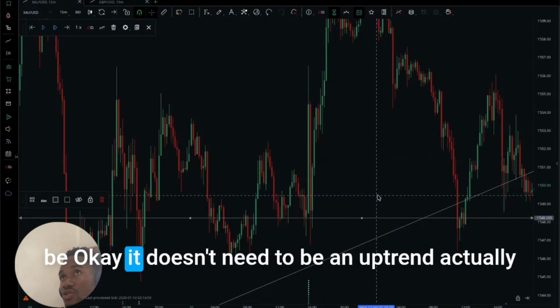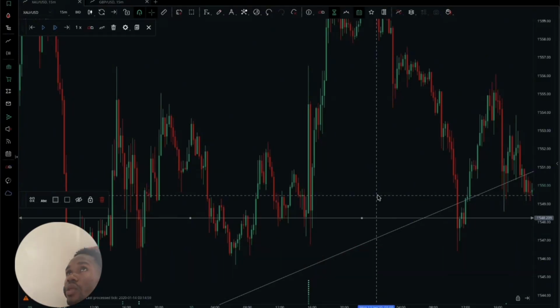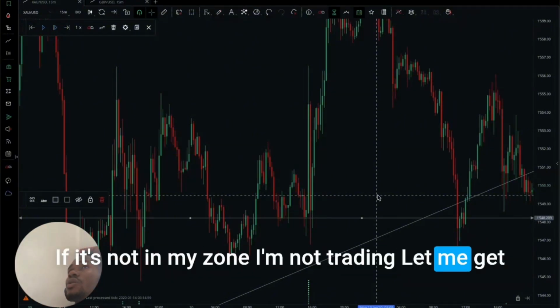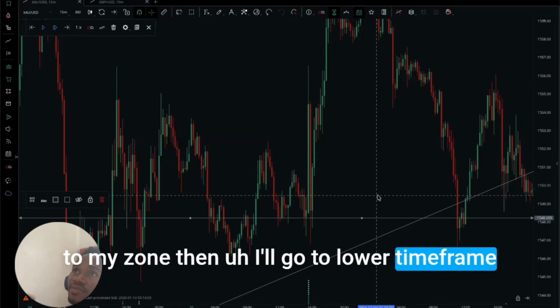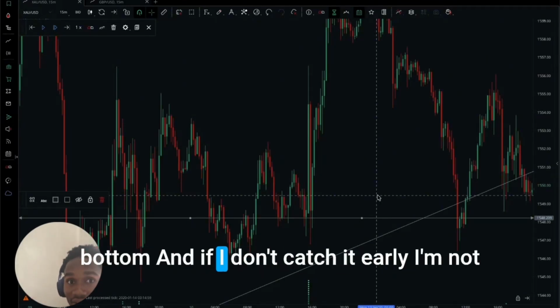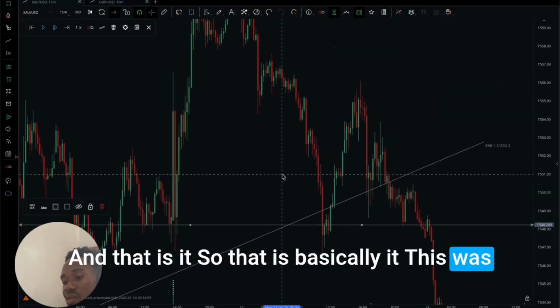My strategy is this: an uptrend. It needs to be an uptrend. Actually, it doesn't need to be an uptrend. There needs to be a clear trend in the market first. The second thing, I'll draw my trend. The market has to get to my zone. If it's not my zone, I'm not trading. When it gets to my zone, then I go to the lower time frame and look for a clear double top or double bottom. And if I don't catch it early, I'm not trading. So a lot of rules. We have to set these points to make money with the market, and that's it.